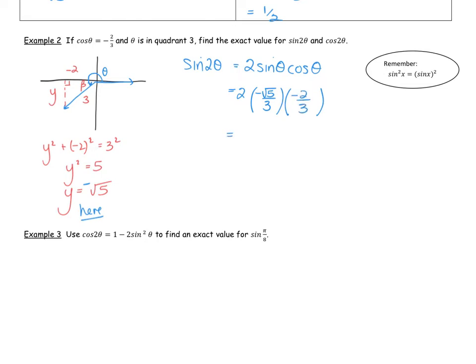And then we are just simplifying here. We end up with 4 root 5 over 9. Nothing to rationalize, nothing to be done there.